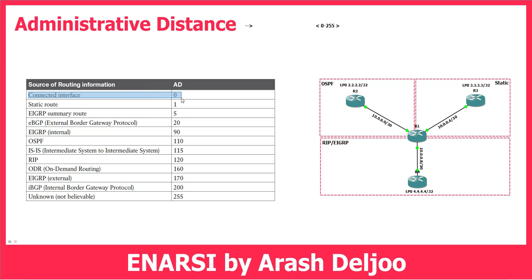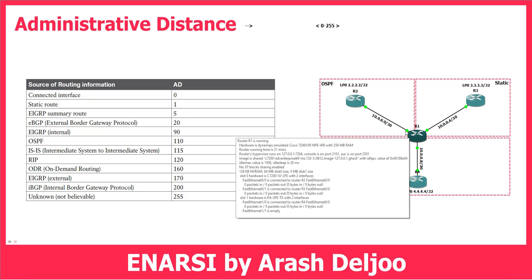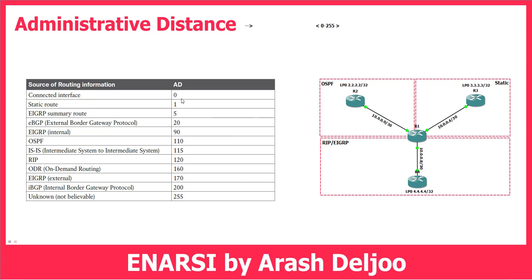For example, about the connected interface, the administrative distance is 0. This means that when we have one connected network, for example, here on router 1, 10.0.0.0/13, this is the most preferred method. Why? Because the administrative distance of 0 is lower than other routing protocols. Also, about the static route, because the administrator itself is configuring the static route, here we have the administrative distance of 1, which is a high preference value.